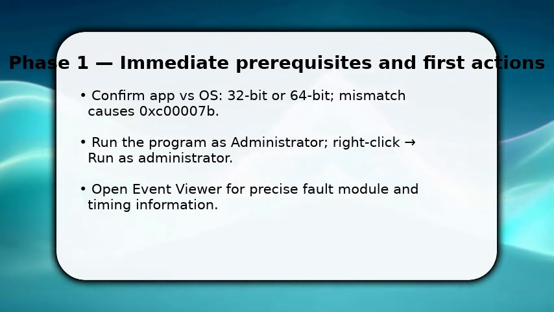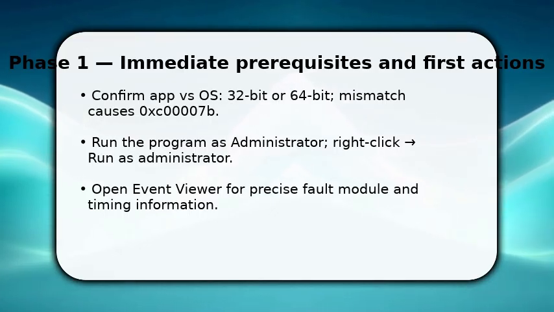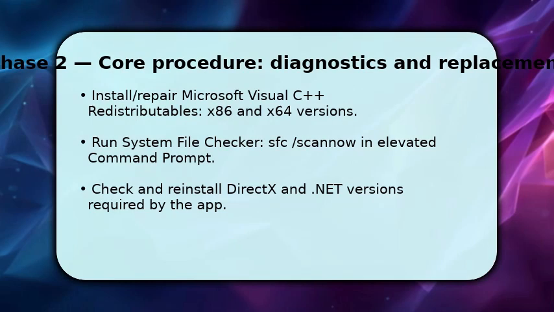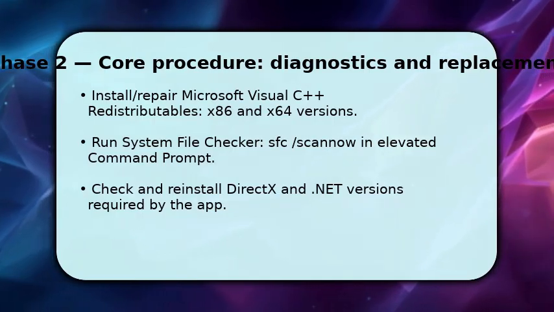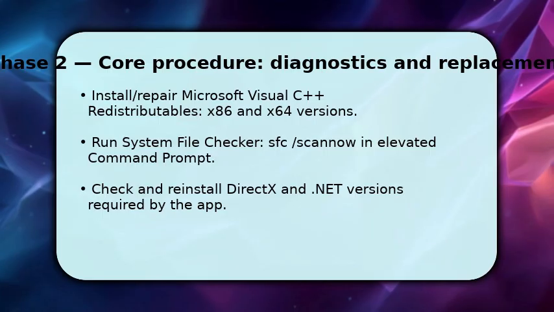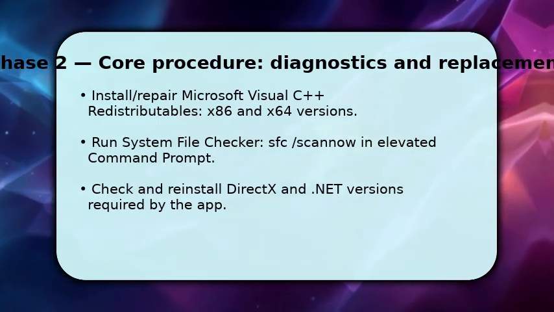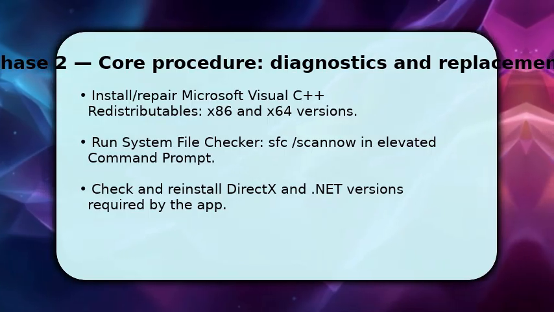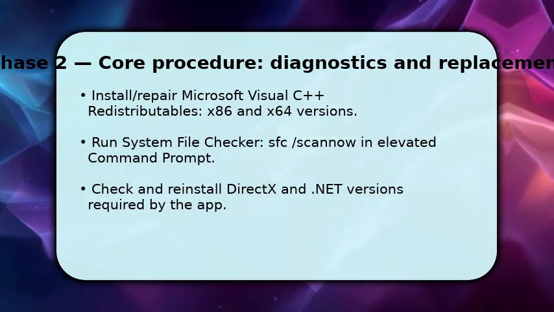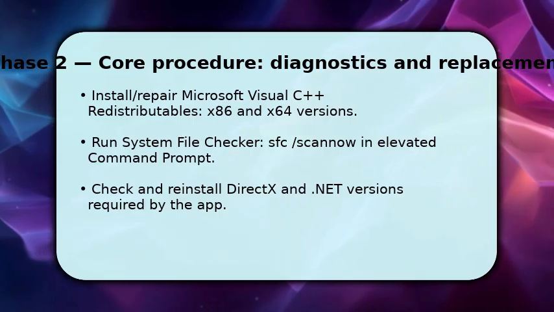Next, repair the core runtime components that commonly trigger 0xc00007b. Install or repair Visual C++ redistributables for both x86 and x64. Many apps need both. Then run System File Checker. Open an elevated command prompt and execute sfc /scannow to restore corrupted system DLLs.